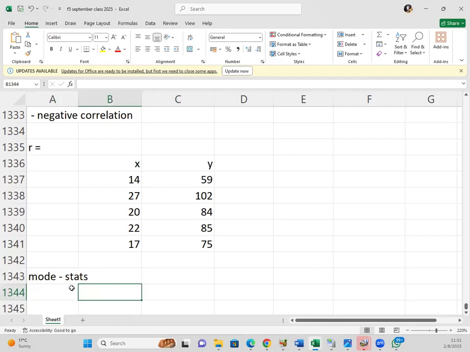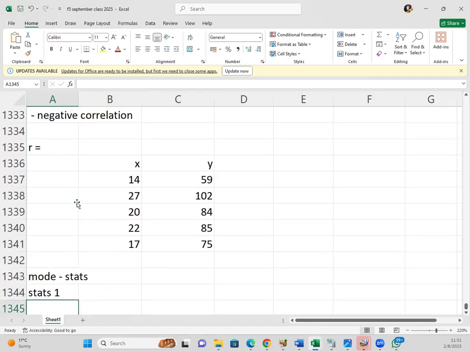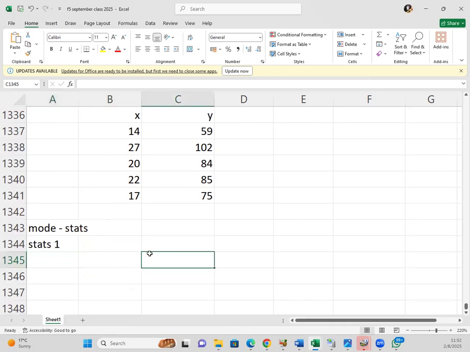So it will display stats 1. Once it has displayed stats 1, it's now in the statistics mode. In the stats mode, you can enter the first variable, 14. Then there's a comma. If you go to the store button, there's a comma, then you put the Y variable, which is 59. So it's 14, then the Y variable, which is 59.